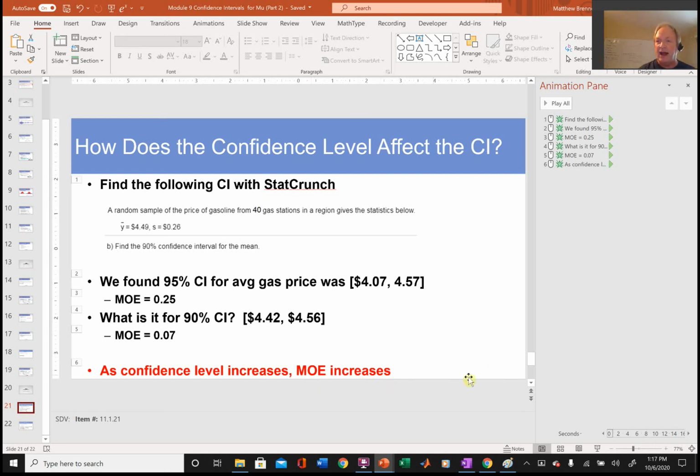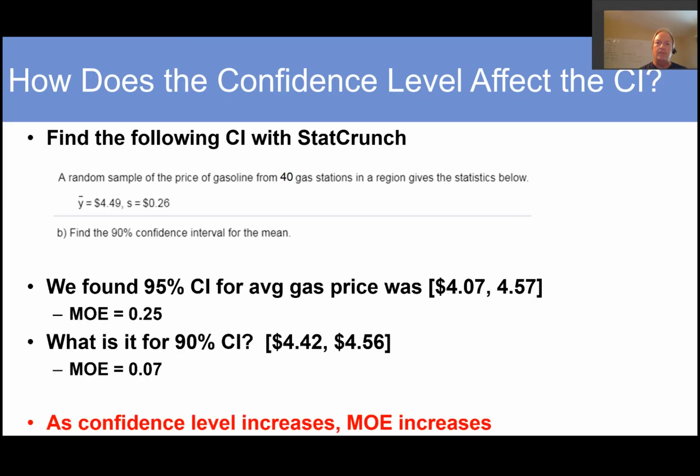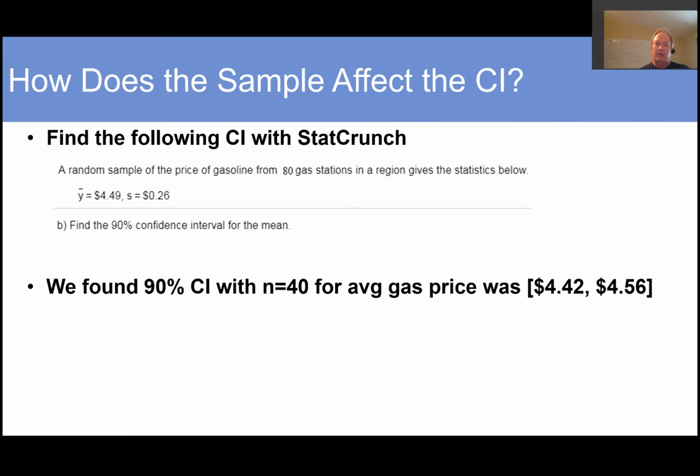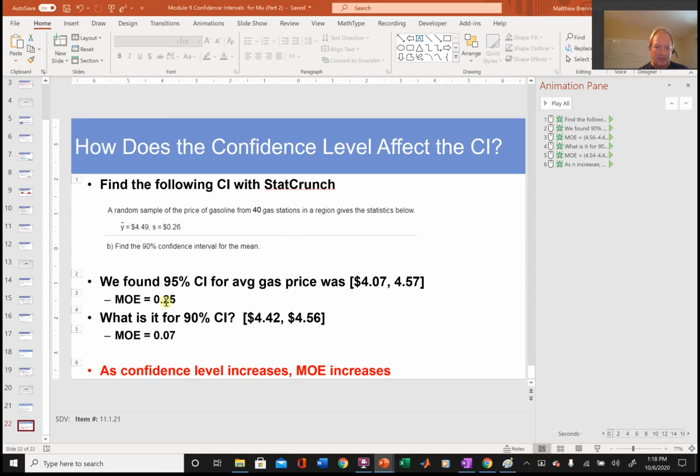Now we want to see how the sample size affects the confidence interval. So let's rerun the same problem that we just did a second ago. We'll do a 90% confidence interval, but now instead of 40 gas stations, I'm going to make my sample size 80. And we know already from our last problem that this was our confidence interval when we had a 90% confidence level, and our margin of error was 7 cents. I have 70 cents. Let me change that.